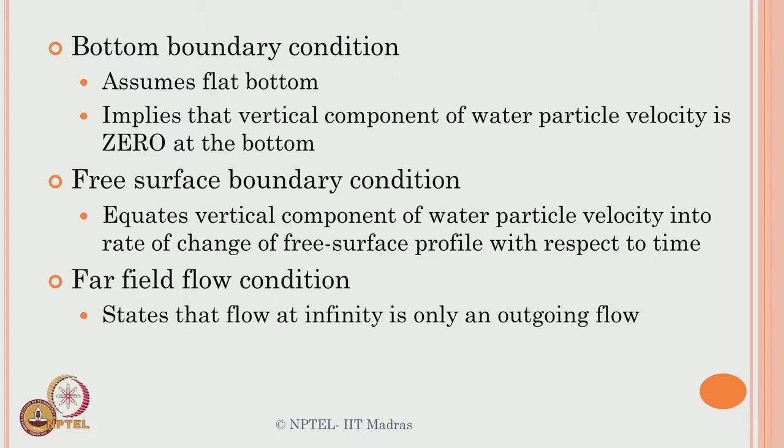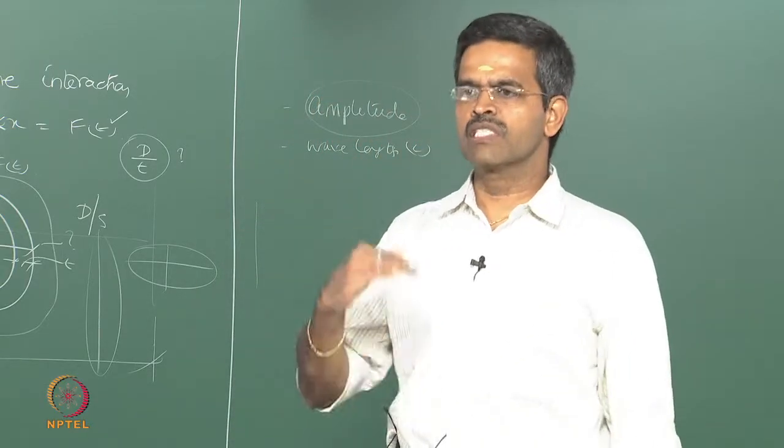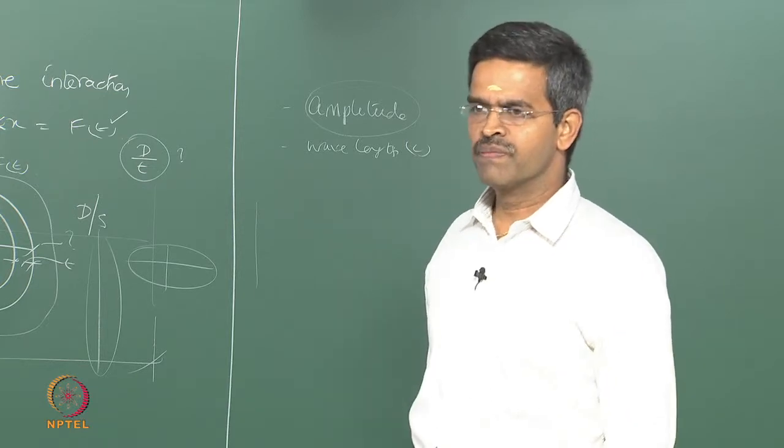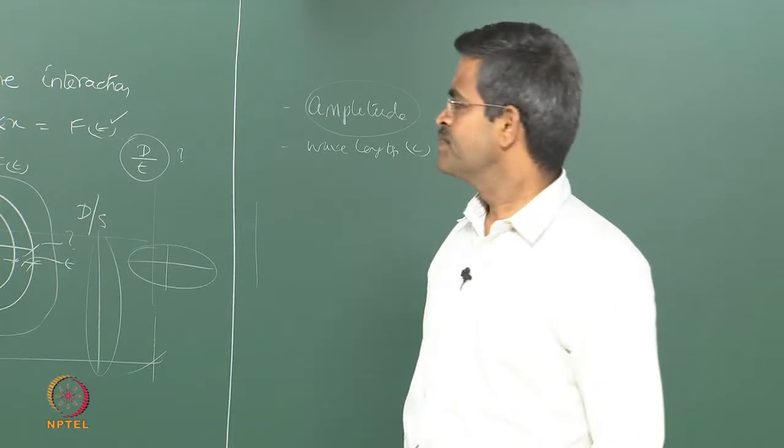The free surface boundary condition equates the vertical component of the water particle velocity to the rate of change of the free surface profile with respect to time. So, I am attempting to capture the water particle velocity variation in the time domain, which will help me to classify the free surface condition. It means the free surface boundary condition alone is capable of giving me the variable submergence effect on the given body, because the bottom will not give me that, as the bottom is flat.